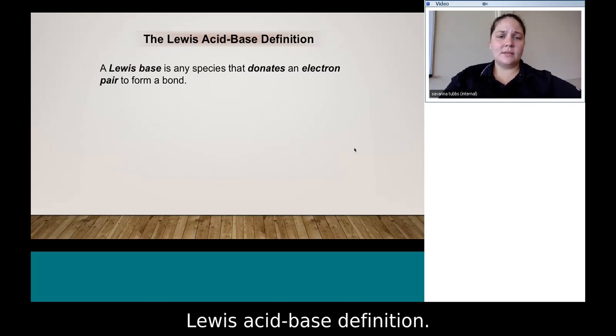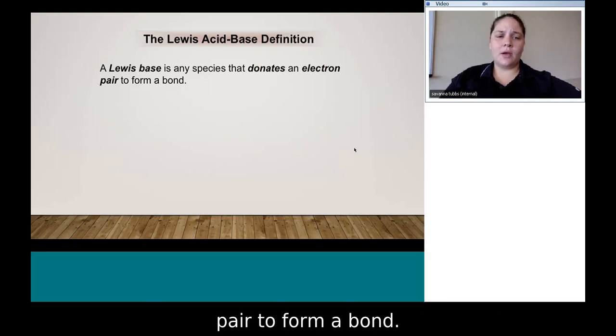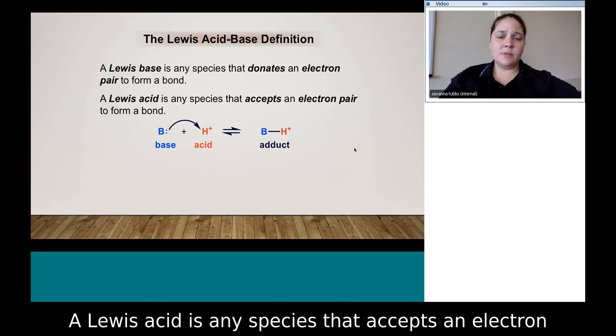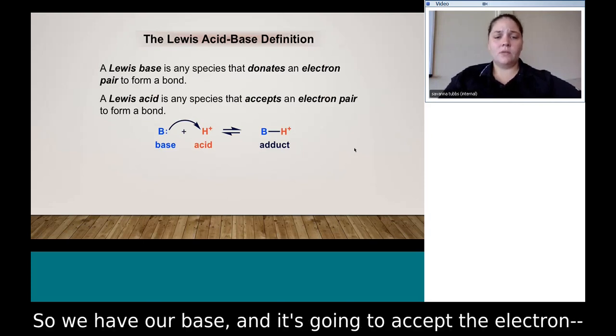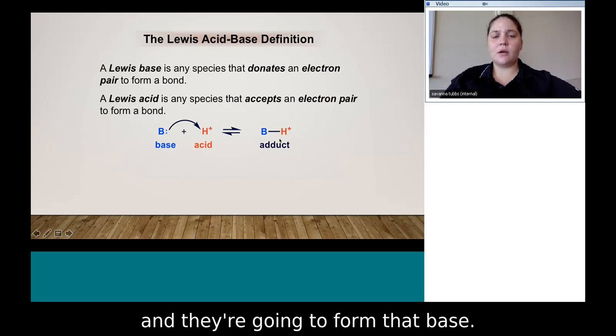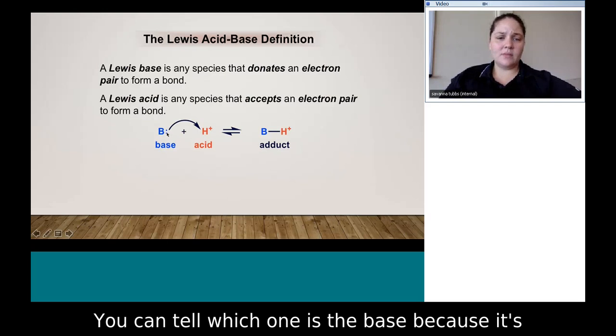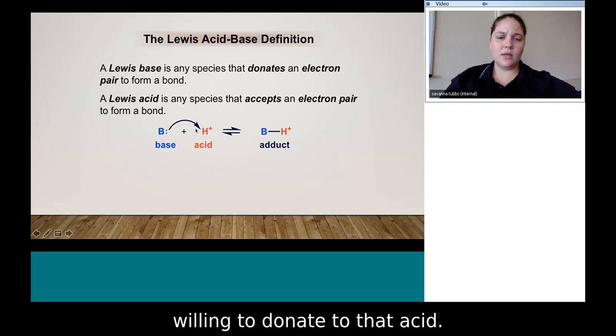Lewis acid-base definition. A Lewis base is a species that donates an electron pair to form a bond. A Lewis acid is any species that accepts an electron pair to form a bond. So we have our base, and the acid is going to accept the electrons, and they're going to form that bond. And same thing, you can tell which one is the base because it's willing to donate to that acid.